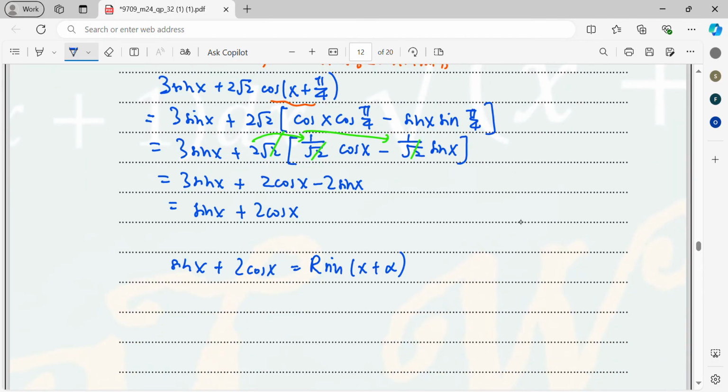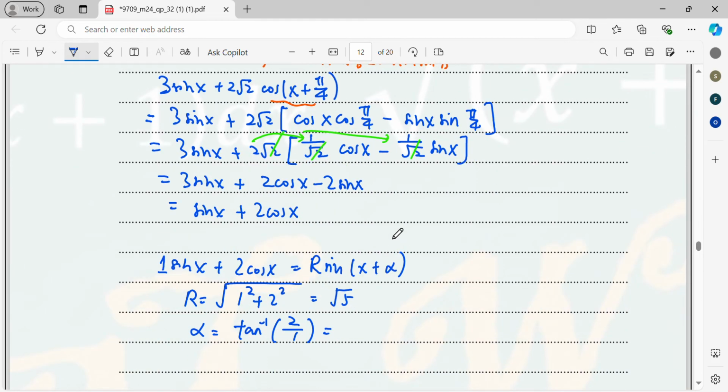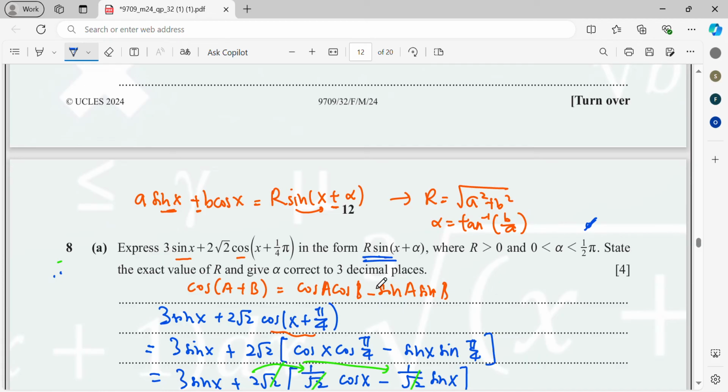Okay, so the coefficient for sin x is 1, right? This is 1. That means now my r is going to be the square root of 1 squared plus 2 squared. That is square root 5. Then my alpha will be inverse tangent of 2 over 1. And this is in radians, okay? So leave your answer in radians. That is going to be 1.107. Right, 3 decimal places for the alpha value.